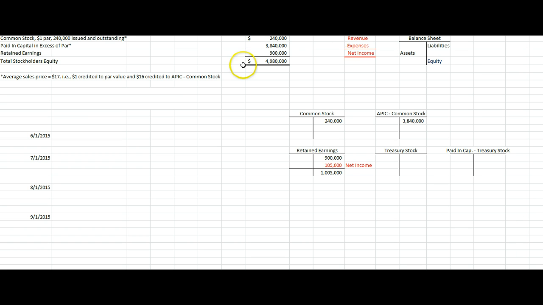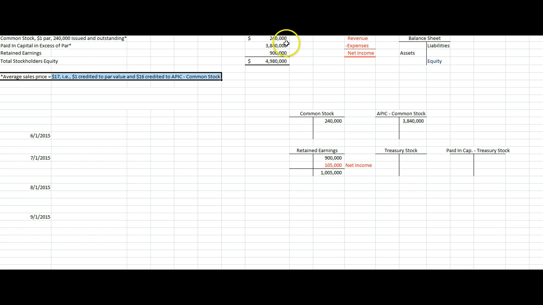Here's our stockholders' equity section of our balance sheet. We have 240,000 shares issued and outstanding, and we have $240,000 in our par account, which makes sense. It's $1 par. We have 240,000 shares outstanding. We also have $3,840,000 in our paid-in capital in excess of par. So that means that our average sales price must be $17.